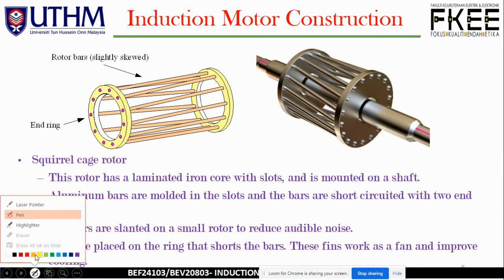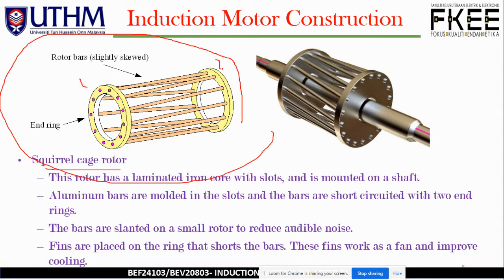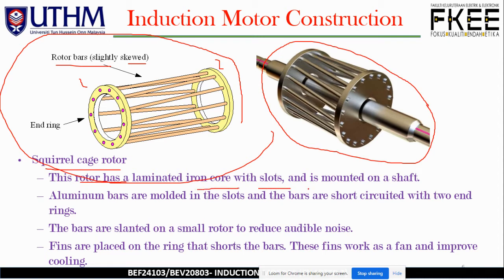And here is some description of the squirrel cage rotor and some illustrations. So we have the end rings on both sides, side number 1 and side number 2. We have the rotor bar, which is slightly skewed. And again, this is the 3D animation of the squirrel cage rotor. This rotor has a laminated iron core with slots and is mounted on a shaft. Okay, this is the basic construction of the rotor.